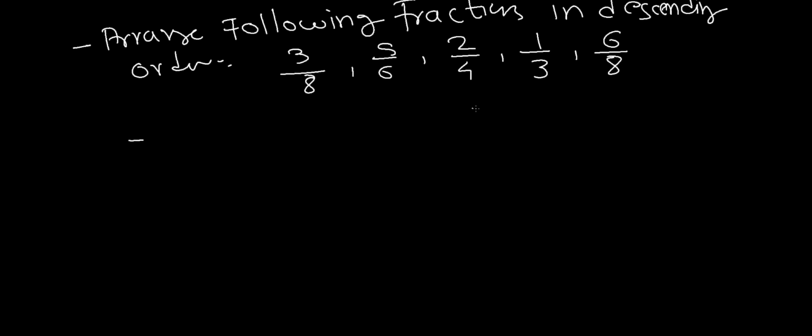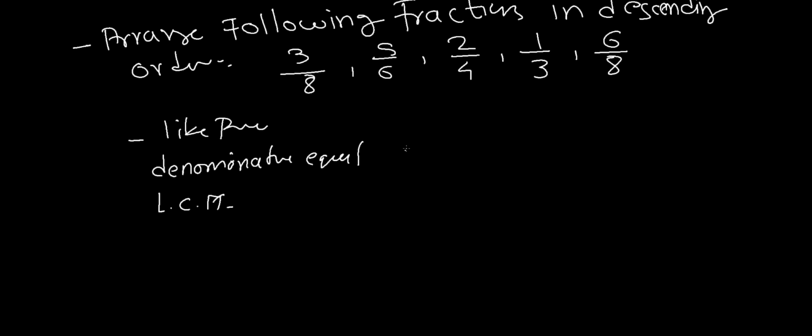So as you see, the given fractions don't have anything the same. So we need to first convert them into like fractions. And how will we do that? We will make the denominators of these fractions equal. So like fractions means denominators equal. And how do we do that? By finding the LCM of the denominators. So let's say denominators are 8, 6, 4, 3 and 8.